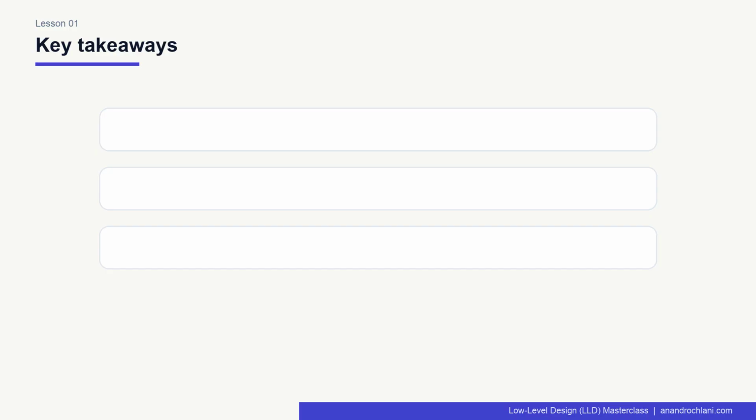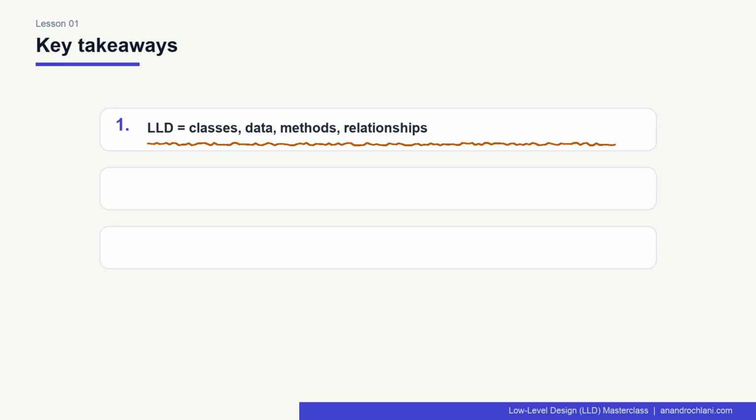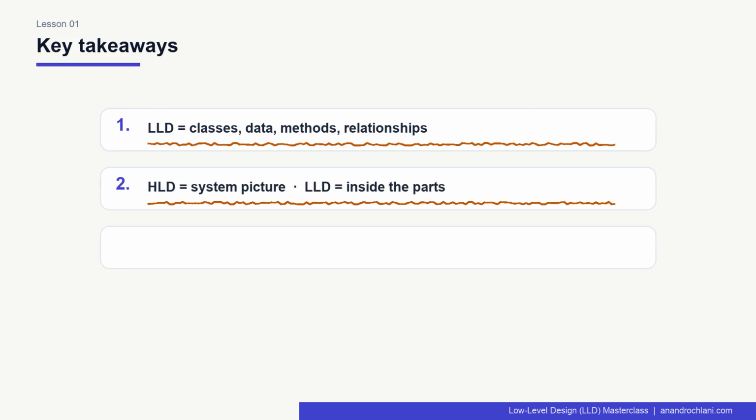Let's finish with three ideas. First, LLD decides the classes, their data and methods, and their relationships before we write a large amount of code. Second, HLD gives the system level picture. LLD explains how the parts are built internally. Third, whenever you begin a design, ask, what are the things? What can they do? How do they connect?